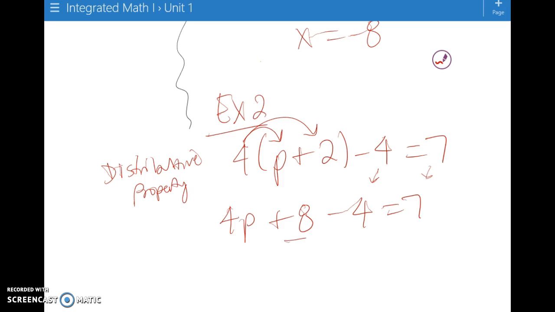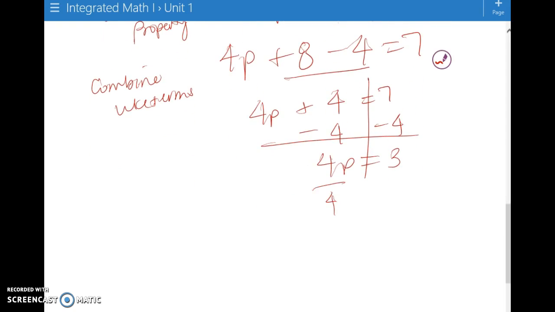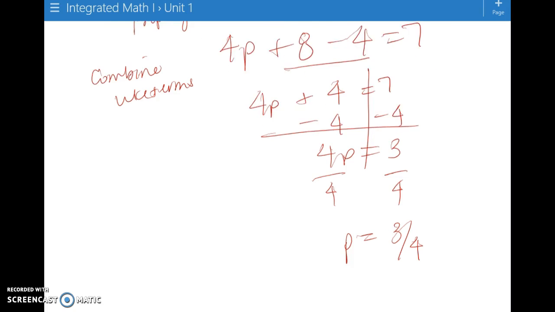The second thing I'm going to do, I see I have an 8 and a negative 4 here. I can just combine like terms. This will give me a positive 4 here. So 4p plus 4 equals 7. Now I have a plain old 2-step equation. So I'm going to subtract 4. I get 4p equals 3. And then divide by 4. So p equals 3 over 4. Remember to leave your answer as a fraction.